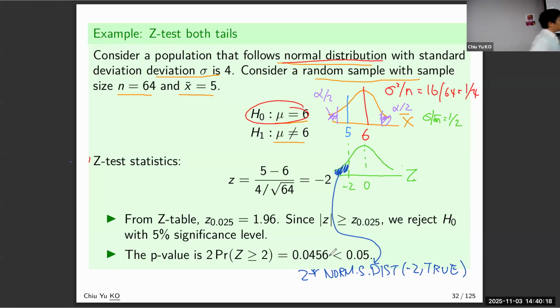If no, then I do the t-test because that will be the same, but instead I replace the sigma by s. Is there any question? No.